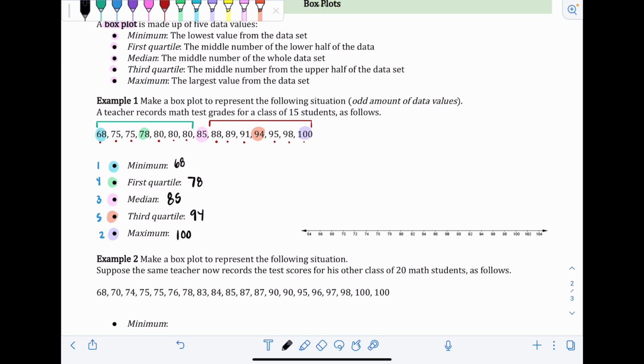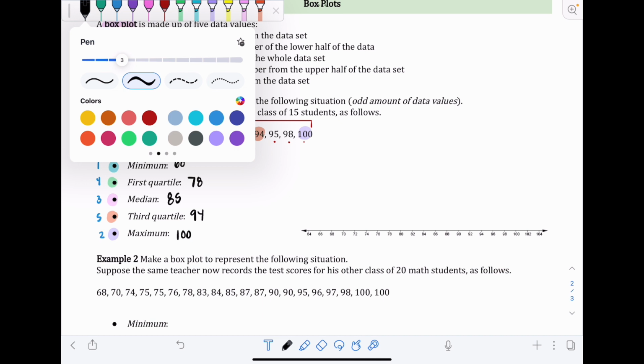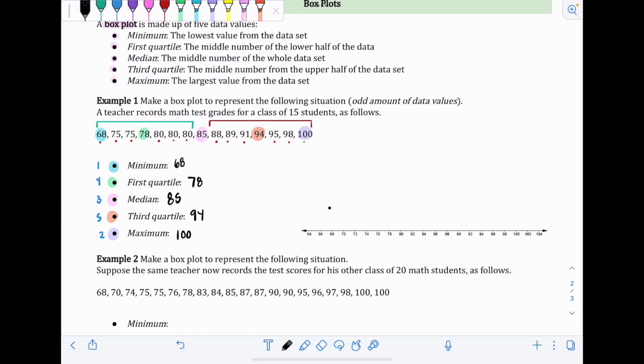So what I'm going to do is put, for my box plot, a point above each number of these 5 important numbers, above my axis. Okay, sorry. So we have 68, 78, 85, 94, and 100. I'm going to put all those points on there. So 68 is right here, and I'm not going to put the points directly on the axis. I'm going to put them a little bit above. And then 78 is right there. 85, this is by 2, so 85 is going to be halfway in between 84 and 86. And then 94, and then 100.